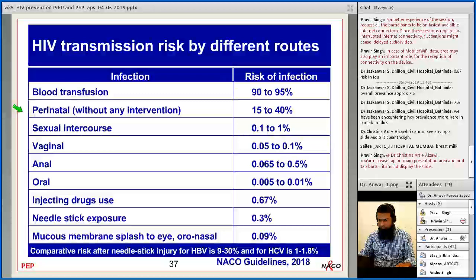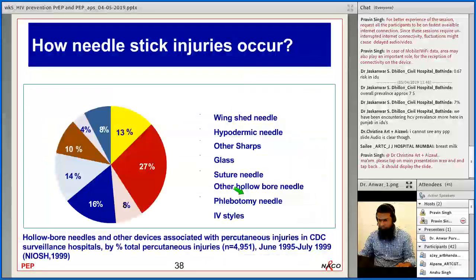Then HIV transmission risk by different routes. This slide we have discussed before as well. Blood transfusion is maximum, and then the risk reduces with the others. Because of the sexual route, it is 0.1 to 10%, but for needle stick exposure, it is 0.3, and in IDU it is 0.67.